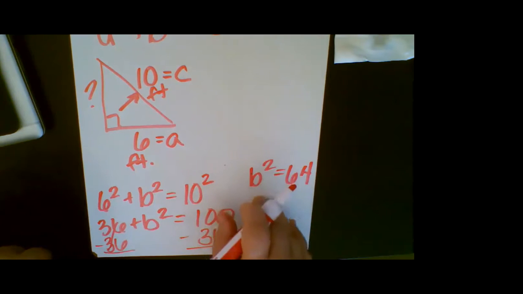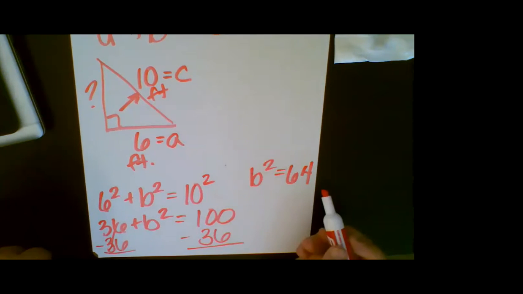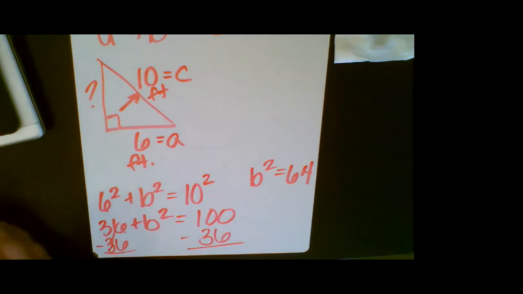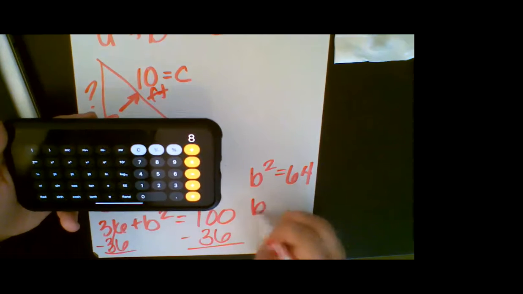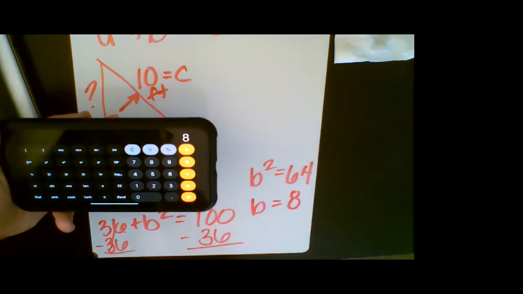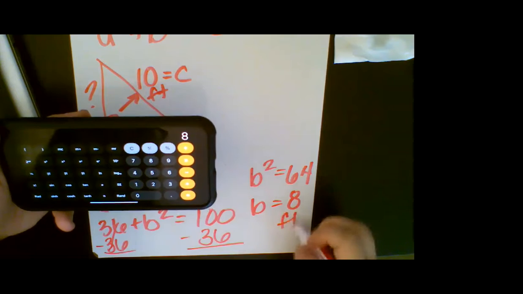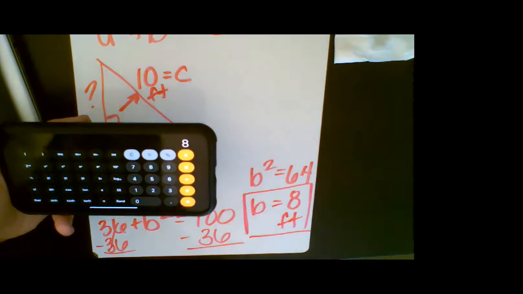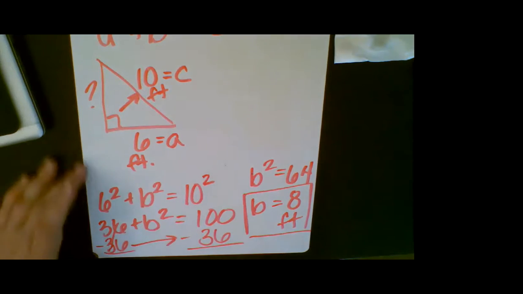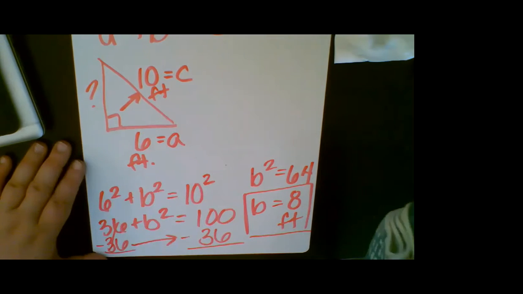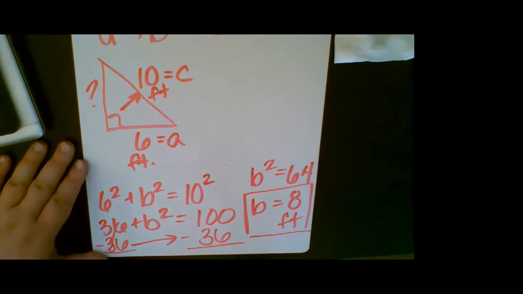Now this looks like the other two problems. We have a letter squared equal to a number. So how do we undo a square? We're going to square root it. So in our calculator, we're going to do 64, take the square root to get B equals 8. Now our original units were feet, so our final units have to be feet as well. Okay, so one extra step here. We have to move the number away from the letter that we don't know. Otherwise, same exact process. Plug in what we know, and at the end, take a square root. Square root's always going to be our last step here. Okay?